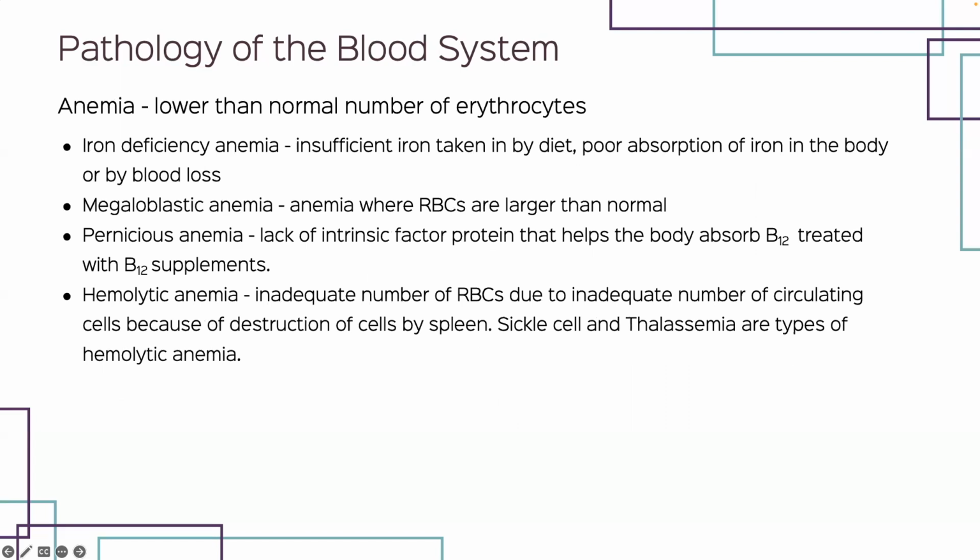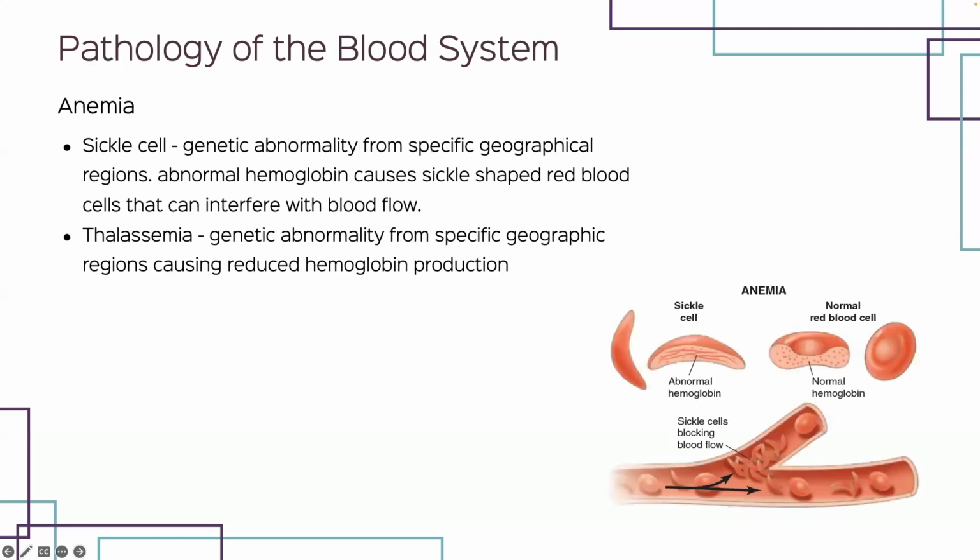We already talked a little bit about the types of anemia. So your pernicious anemia, hemolytic, iron deficiency, and then your megaloblastic, that is just where your RBCs, or your red blood cells, are larger than normal. And then you have your sickle cell, which just means that it has a specific shape, like a sickle shape, instead of that flat disc with a little donut hole in it. And then your thalassemia, which is a genetic abnormality that causes you to have reduced hemoglobin production.